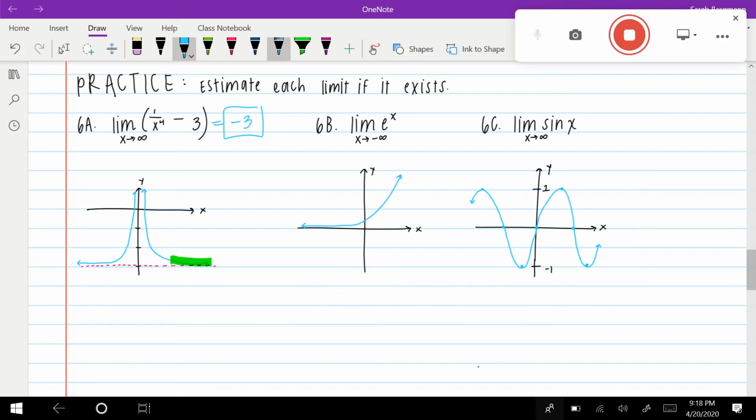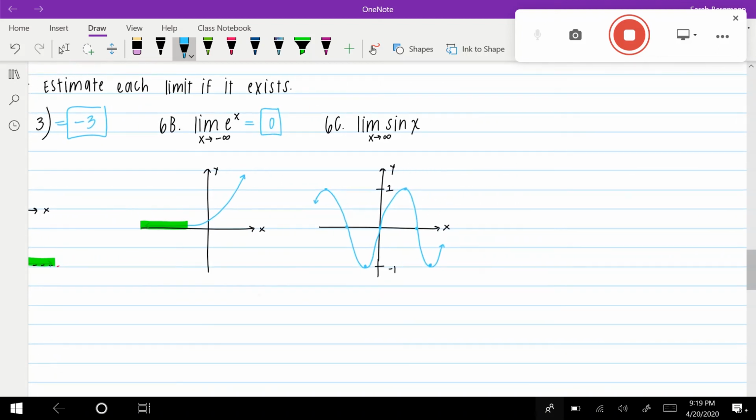Next, as x approaches -infinity, that means the left end of my graph, I see that it's getting closer and closer to the x-axis. That means my y values are approaching 0. You could confirm that again with a table. And finally, on this one, make sure hopefully you had your calculator in radian mode in order to see this graph. And I know that the graph of sine of x, I didn't even really need to graph that because I know it's just a wave up and down going between -1 and +1. This is another example of an oscillating function. So this limit does not exist.